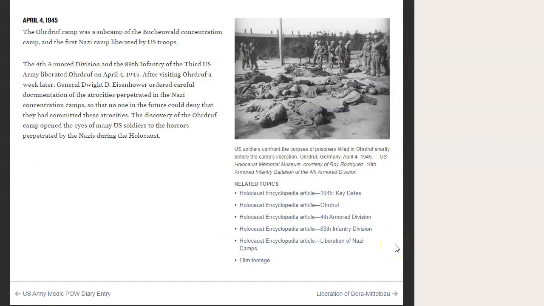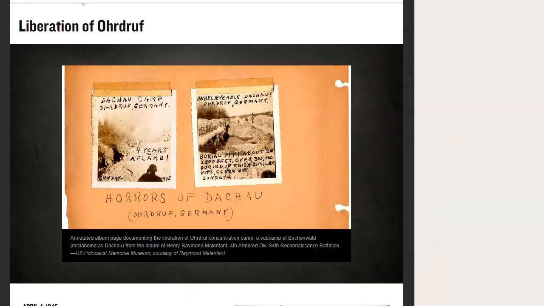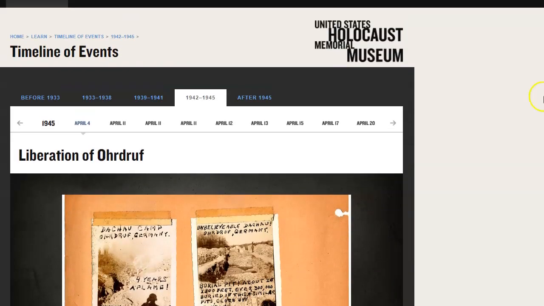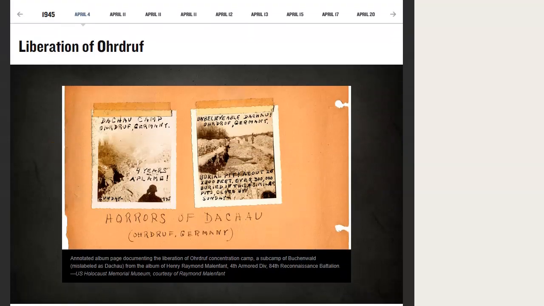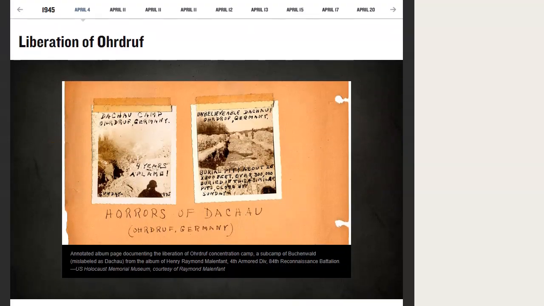Now, once again, this is a quick review. We don't have time to do this in detail. I am presuming I'm just reminding you. This is a worthwhile place. The United States Holocaust Memorial Museum. If you go and find their website, you can just Google it up. They have great resources about this. But I just happened to show you this one thing. They have a page on the liberation of Ohrdruf camp.